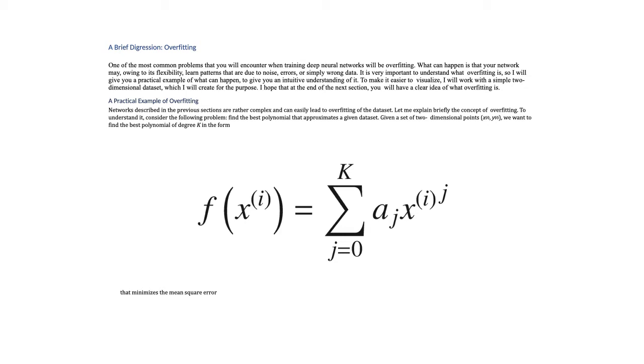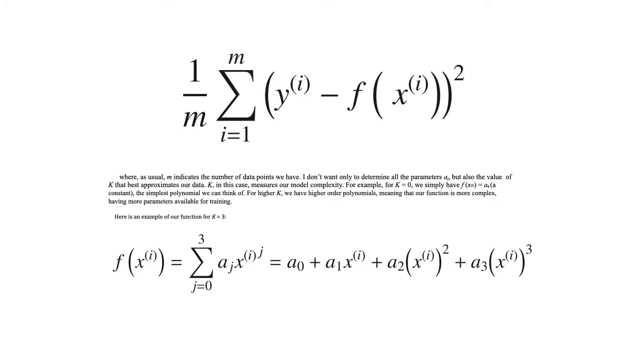A practical example of overfitting. Networks described in the previous sections are rather complex and can easily lead to overfitting of the dataset. Let me explain briefly the concept of overfitting. To understand it, consider the following problem: find the best polynomial that approximates a given dataset. Given a set of two-dimensional points, (xi, yi), we want to find the best polynomial of degree k in the form that minimizes the mean square error, where, as usual, m indicates the number of data points we have. I don't want only to determine all the parameters aj, but also the value of k that best approximates our data. k, in this case, measures our model complexity.